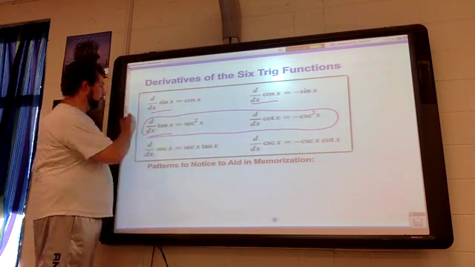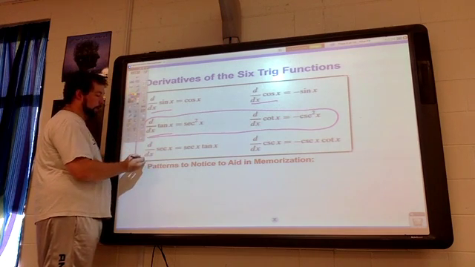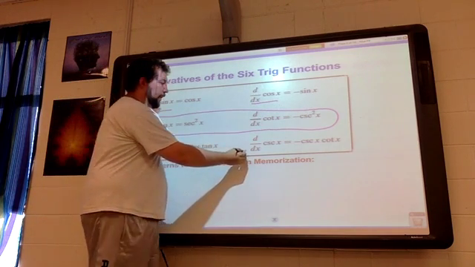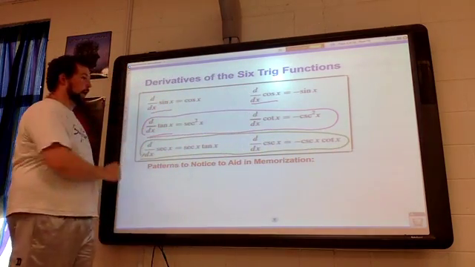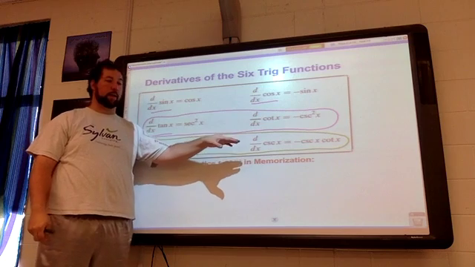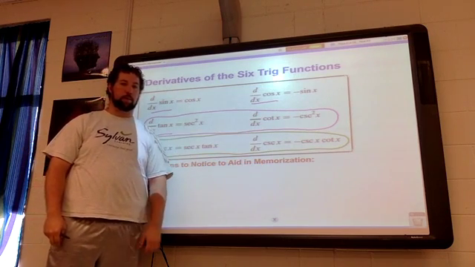You can notice the same type of similarity on these last 2. Secant goes to secant times tangent. Cosecant goes to a negative because of the co, and then cosecant, cotangent.